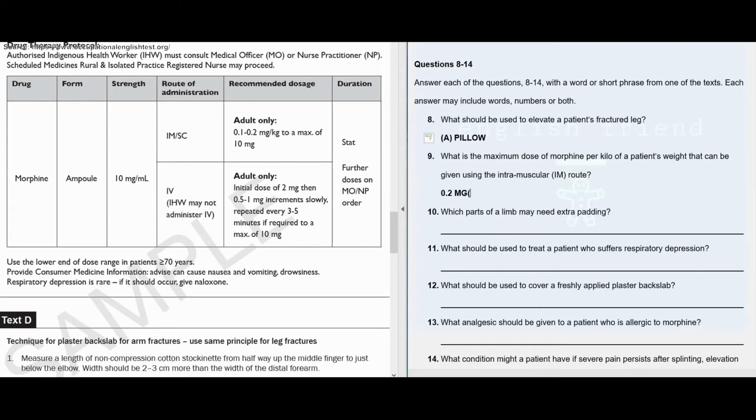mg per kg. So you may write kg, or if you don't want, you don't have to write, that would be completely fine here. 0.2 mg or 0.2 mg per kg.